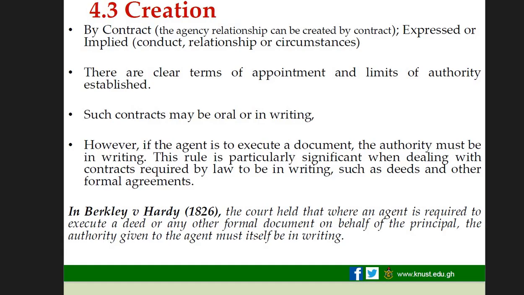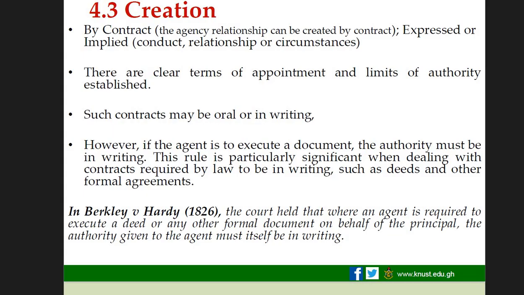Yes. So that second point says there are clear terms of appointment and limits of authority established. Then we have such contracts may be oral or in writing, as I said. However, if the agent is to execute a document, the authority must be in writing. This rule is particularly significant when dealing with contracts required by law to be in writing, such as deeds and other formal agreements.